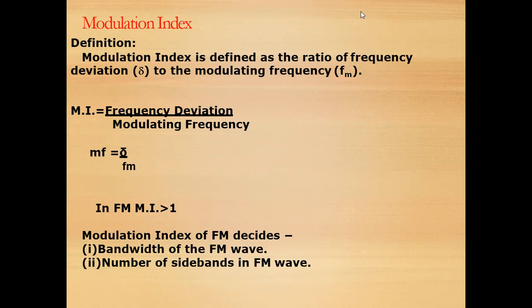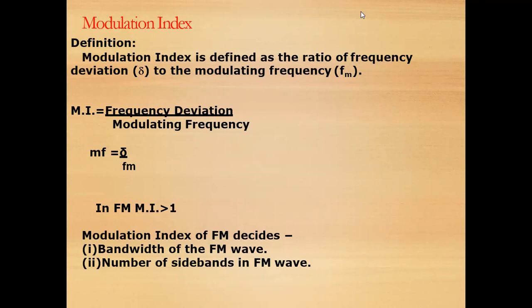In the previous session, I explained what is meant by frequency deviation, which is represented by del omega. So the modulation index of frequency modulation depends upon the ratio of frequency deviation to the modulating frequency. So, del omega by omega m we can write, or del f by fm we can represent.